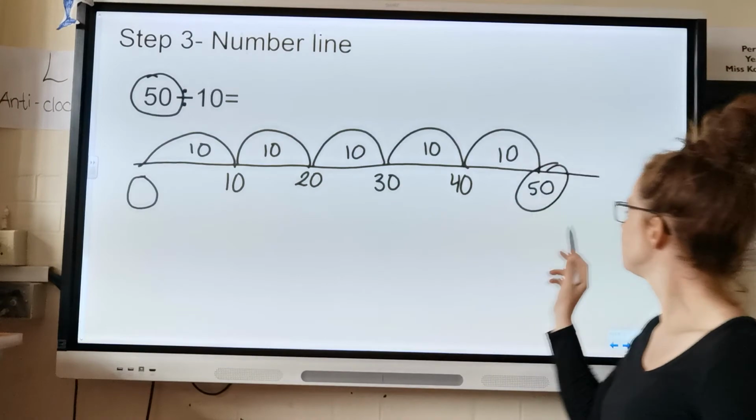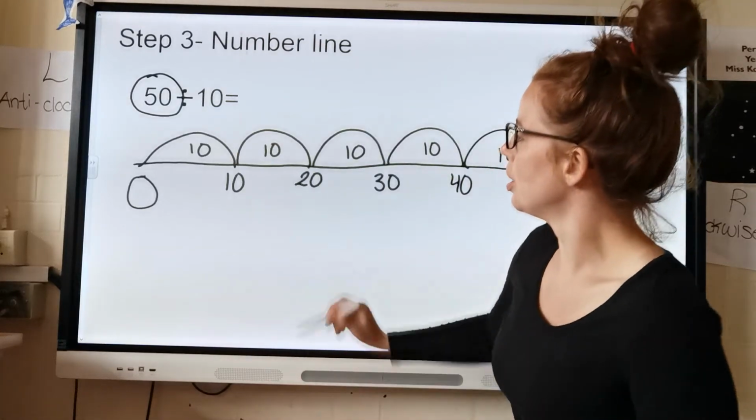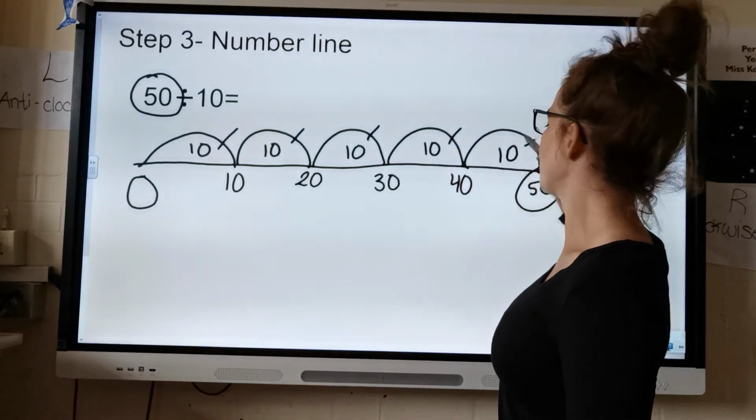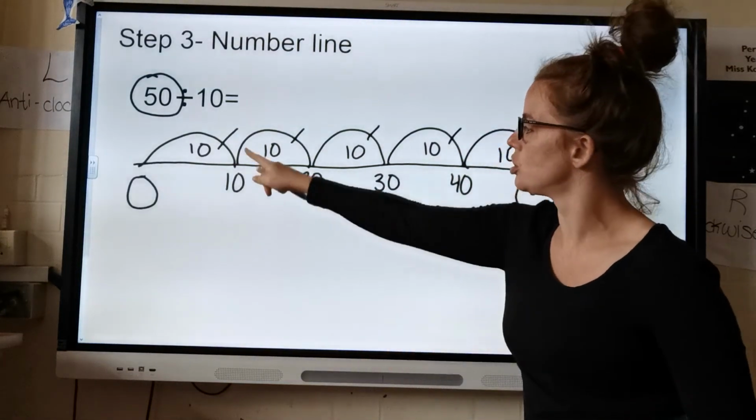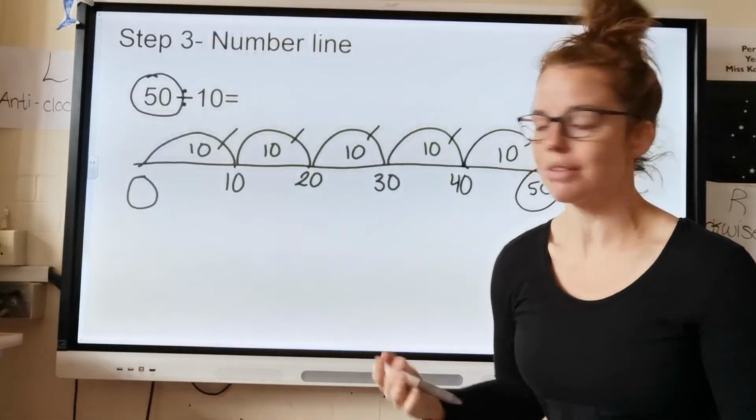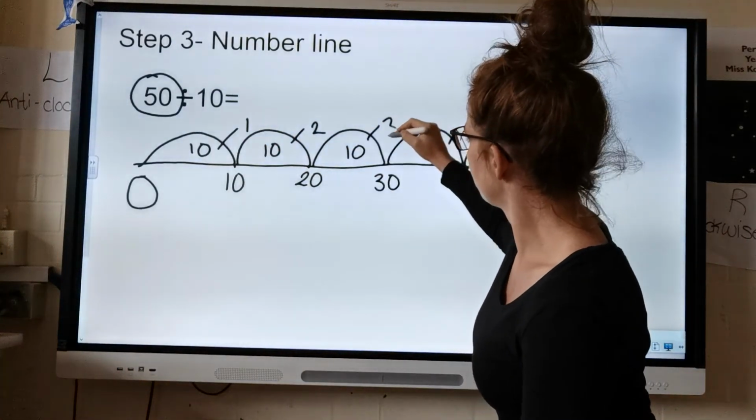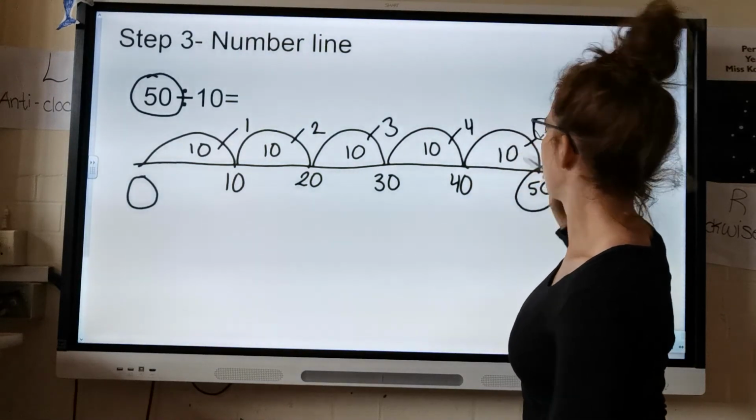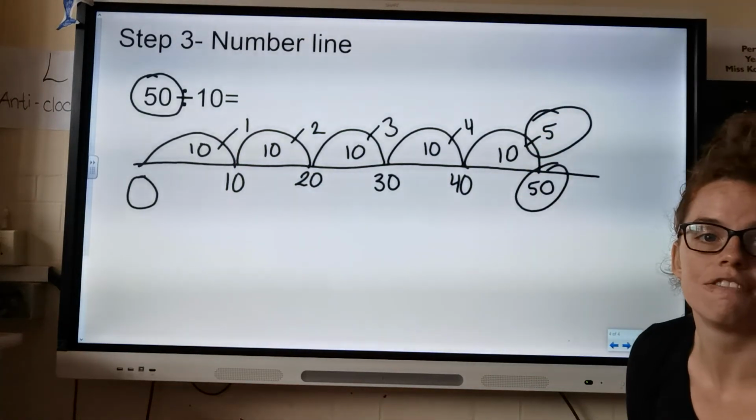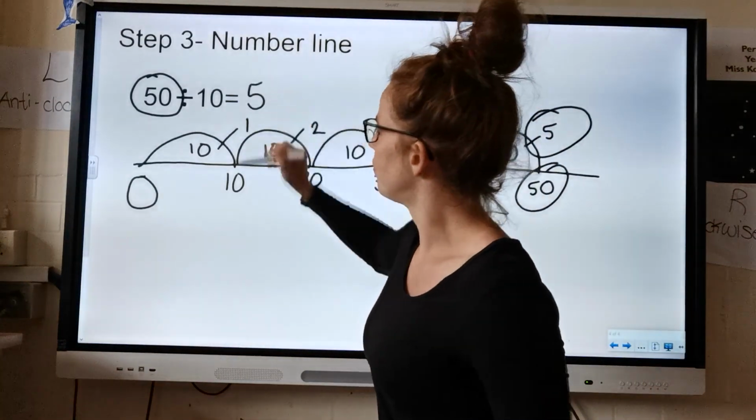So our answer is not 50. Our answer is actually the number of jumps that we have taken. So we have 1 jump, 2 jumps, 3 jumps, 4 jumps, 5 jumps. Now, if your child is okay with just doing the little line on each jump, that's fine. If your child has trouble remembering the number of jumps, they can write them as well. So for example, 1, 2, 3, 4, 5. So we have done 5 jumps. So our answer is 5. So 50 divided by 10 equals 5.